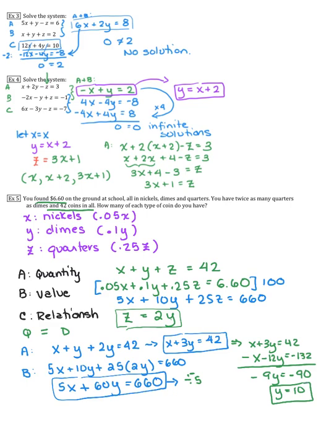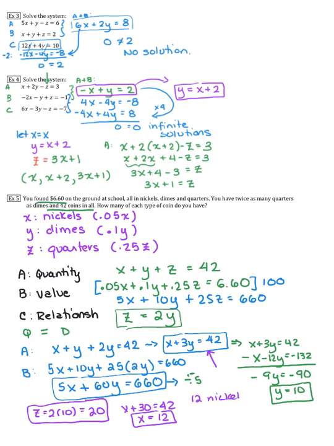As soon as you get that first variable, it's like, woohoo, now all I have to do is back substitute. All right, so I know that if y is 10, I'm going to come back up to where z equals 2 times my y. So I know that z is going to be 20. And now let's find something that just has x and y as well. So we know that x plus 3 times y, 30 equals 42, so x is going to equal 12. So that means I have 12 nickels, I have 10 dimes, and I have 20 quarters.